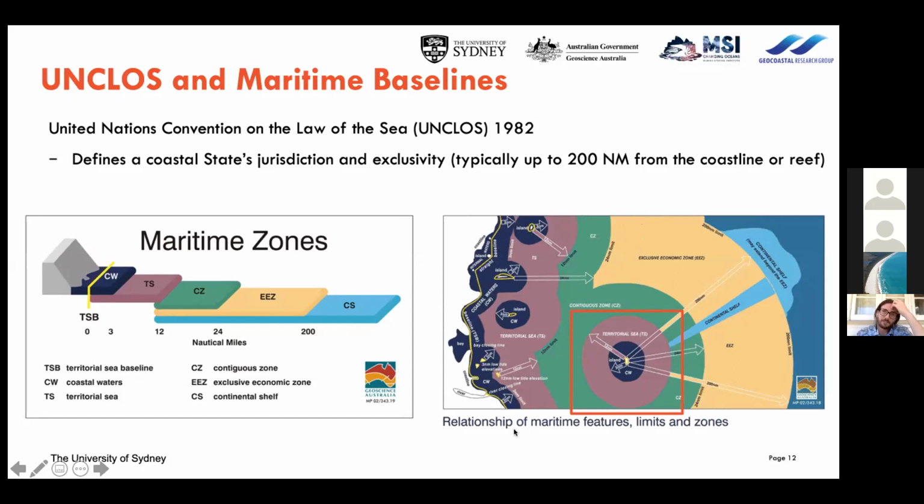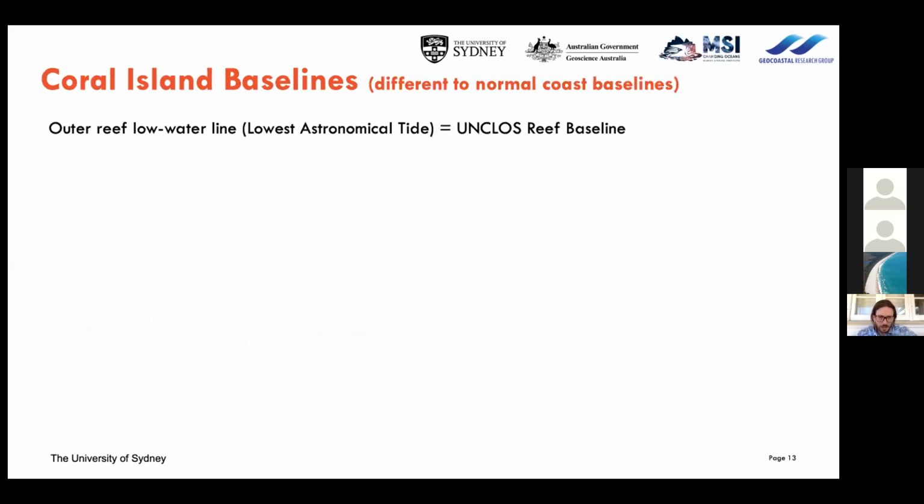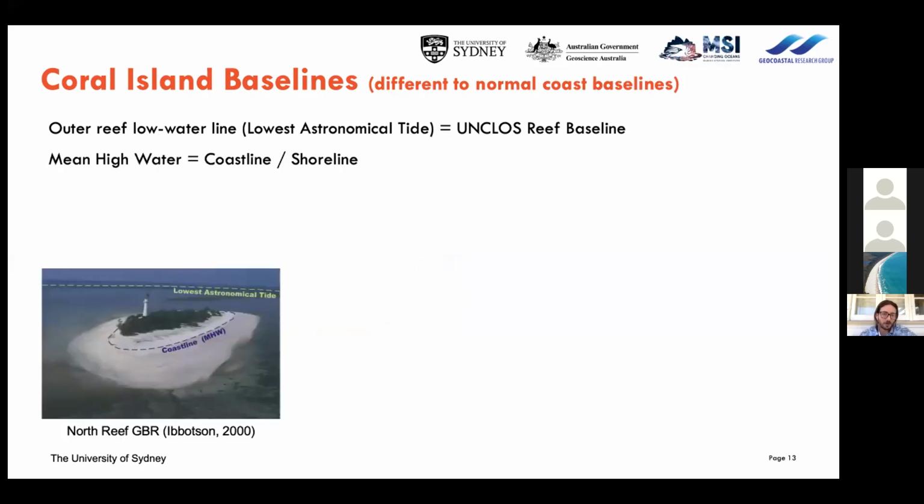So obviously that's going to have huge geopolitical implications for many places in the South Pacific, but also other places like France and other ones that use these features to delineate their exclusivity. So when it comes to island baselines, it's a bit different to a continental baseline. That is because under the law, the whole reef is considered one feature with the island on it, as opposed to just the island being the shoreline.